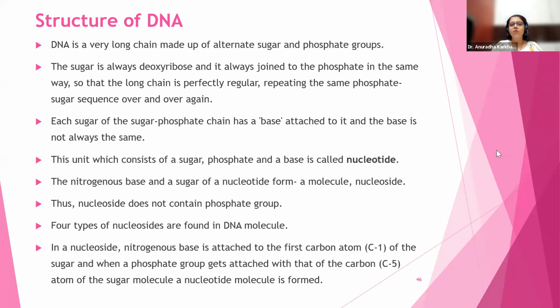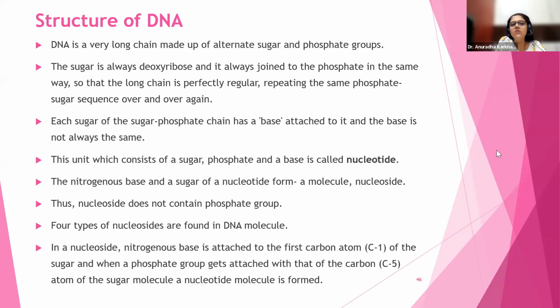So DNA is a long chain which is made up of alternate sugar and phosphate groups. Sugar, of course, is going to be your pentose sugar. Pentose sugar is the sugar which is having 5 carbon, correct? Along with the sugar, it's going to have something called the nitrogen bases, and along with the nitrogen base there is going to be a phosphate group. So we'll go into the details of all of these.